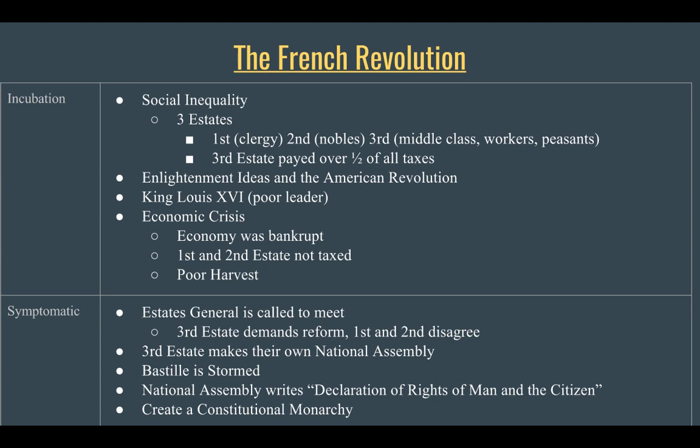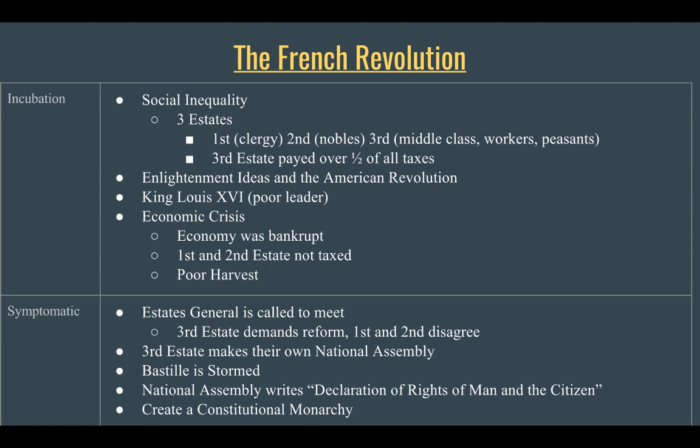The third estate, which was the lower class estate, less money, paid over half of all the taxes in France. Enlightenment ideas had started to spread, and if you remember anything, Voltaire, Rousseau, Montesquieu were all from France. And so the American Revolution had been successful. The Enlightenment ideas are spreading, and the French people of the Third Estate have unrest. They're unhappy. King Louis XVI, very poor leader, he had put France in an economic crisis.